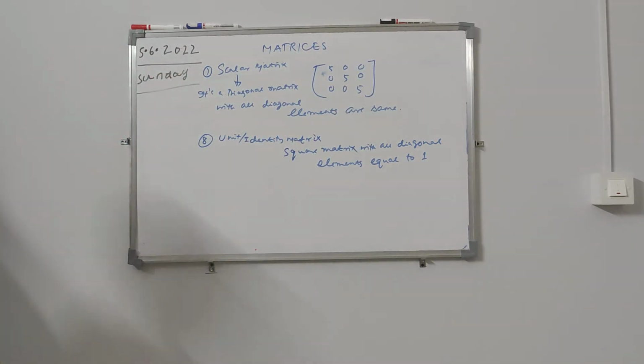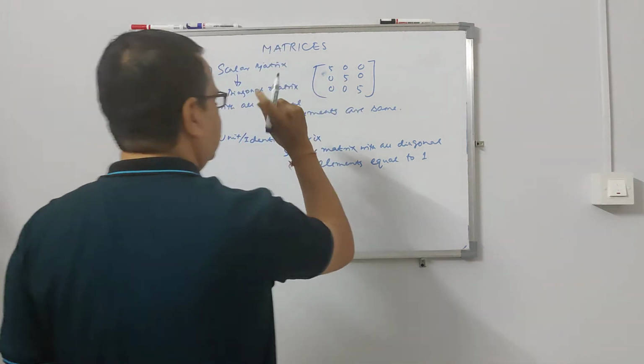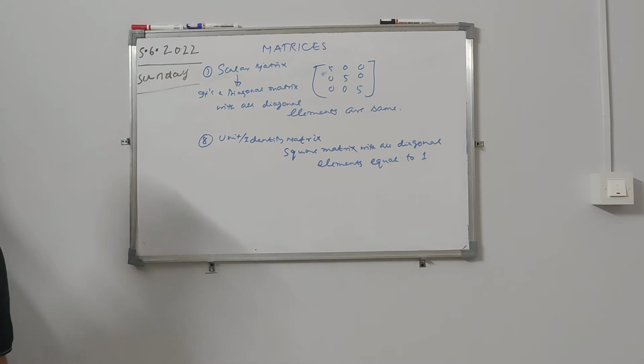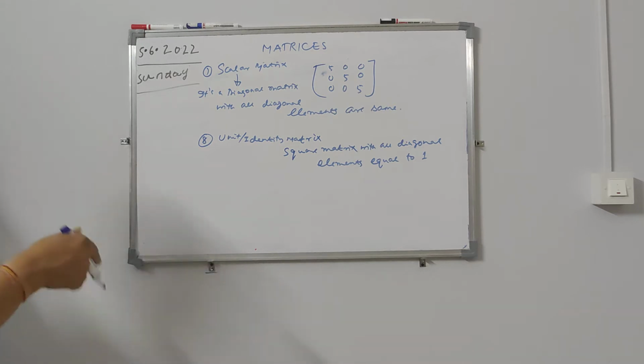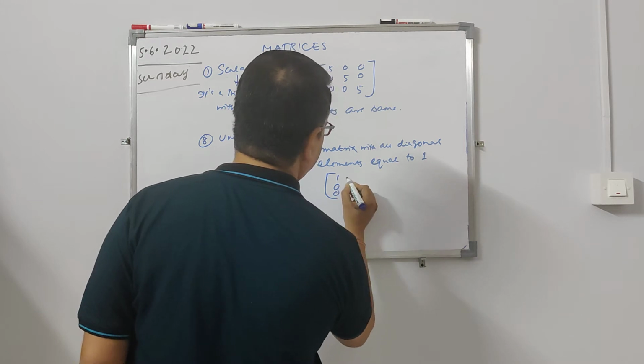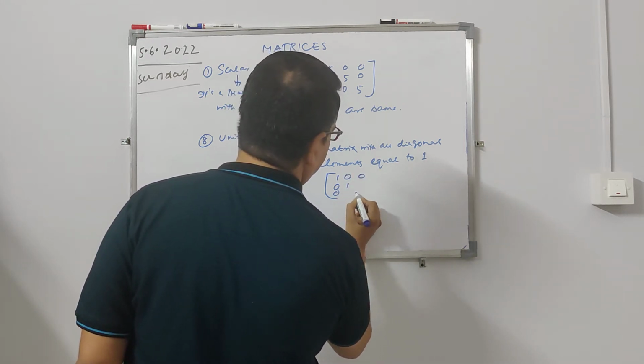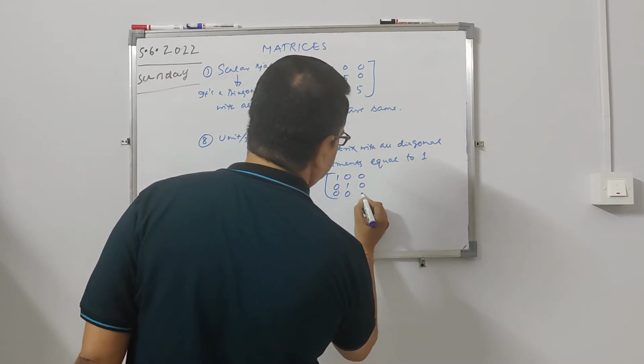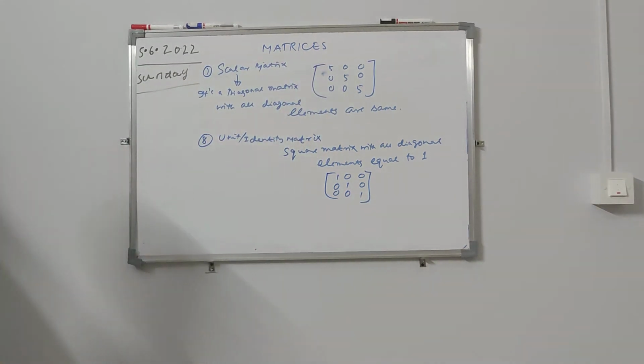This is important. Unit matrix is very, very important. First it has to be a square matrix, then it becomes a diagonal matrix, then it becomes a scalar matrix, then it becomes a unit matrix in special cases. So if I write it as 1, 0, 0, 0, 1, 0, 0, 0, 1, this is unit or identity matrix.